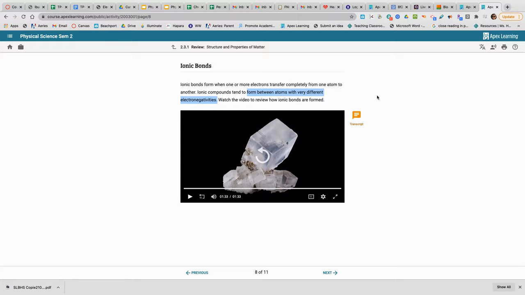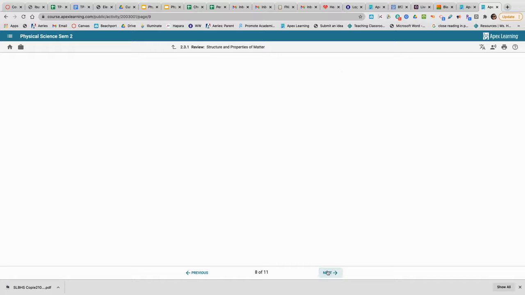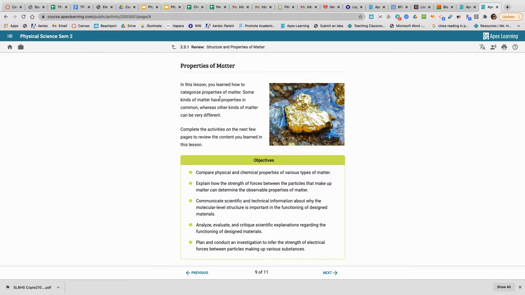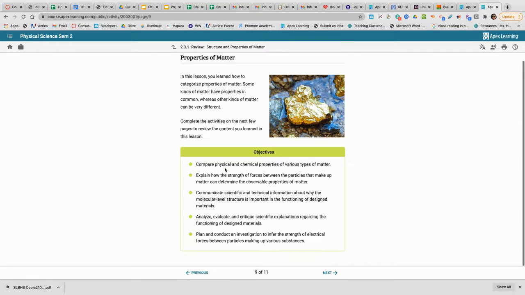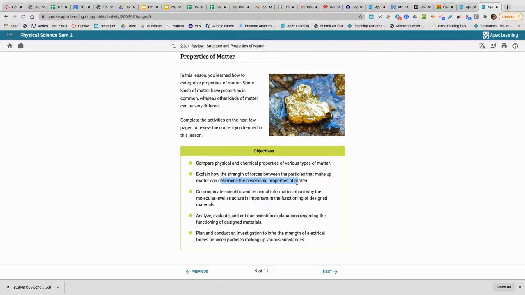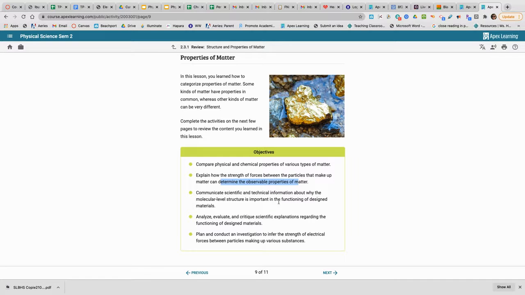Okay, so that's ionic bonding. And then you looked at properties of matter, looking at physical versus chemical properties, explaining how the strength of force between the particles determines the observable properties of matter, and then explaining why the molecular level structure is important in the functioning of the material, analyzing, evaluating, and critiquing the function of design materials, and then planning an investigation.